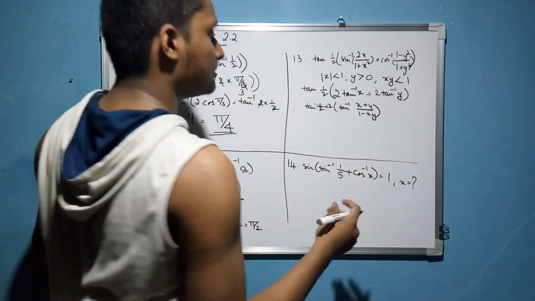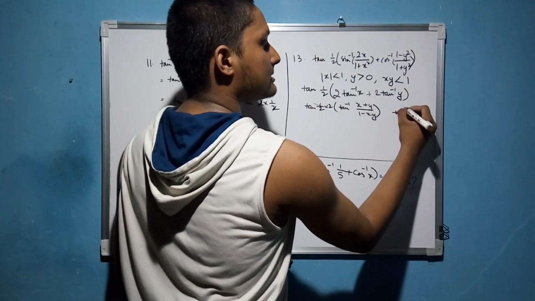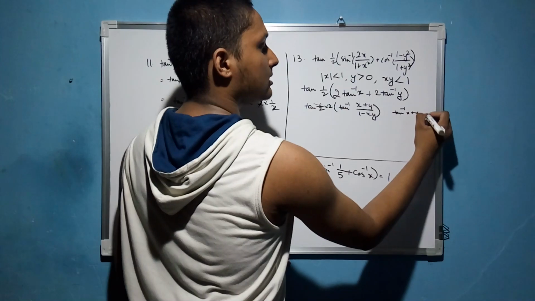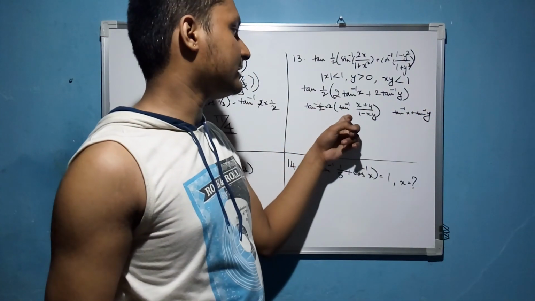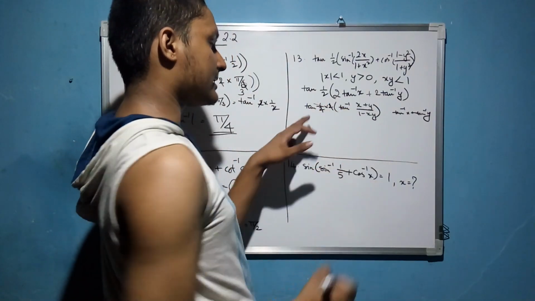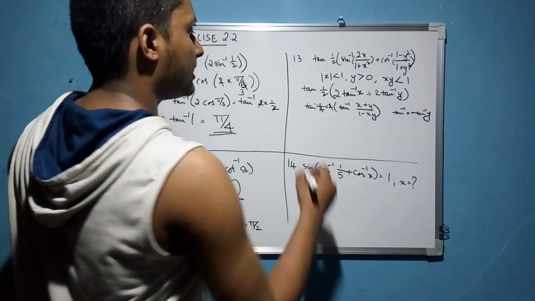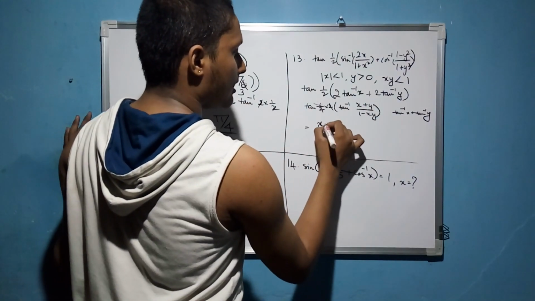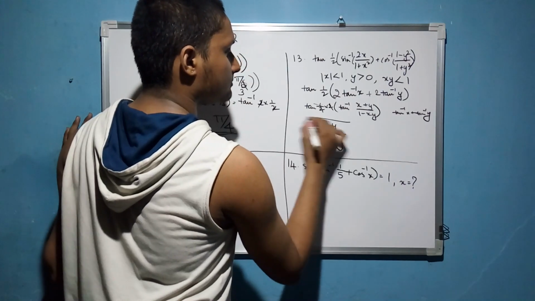How did I get this? If I take 2 outside, the thing that will remain is tan inverse x plus tan inverse y. Tan inverse x plus tan inverse y was tan inverse of x plus y divided by 1 minus xy. Half and 2 are going to get cancelled. Now you are going to get tan of tan inverse of x plus y divided by 1 minus xy. That is going to be the answer, x plus y divided by 1 minus xy.